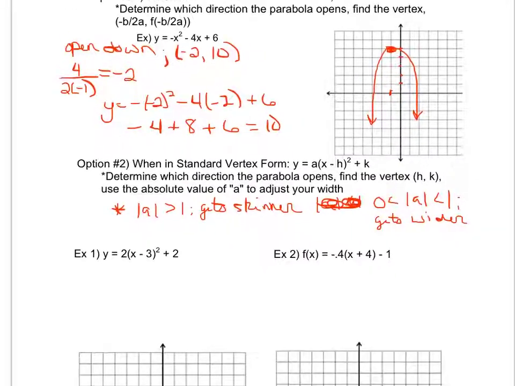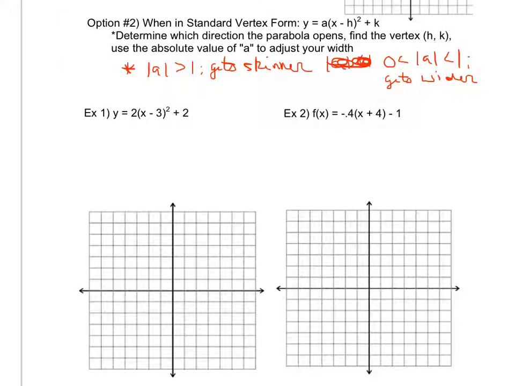So let's go ahead and look at these. On example 1, first thing I'm going to do is determine which way it opens. I see my a here is positive, so I'm going to say it opens up. And then I'm going to find my vertex. Well, remember this is in the form x minus h squared plus k. And my vertex is going to be h comma k, so I'm going to say 3 comma 2. And it is going to be skinnier than my standard x squared parabola because of this 2 here.